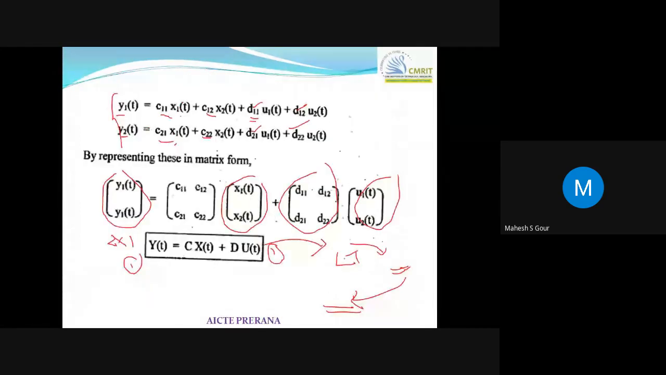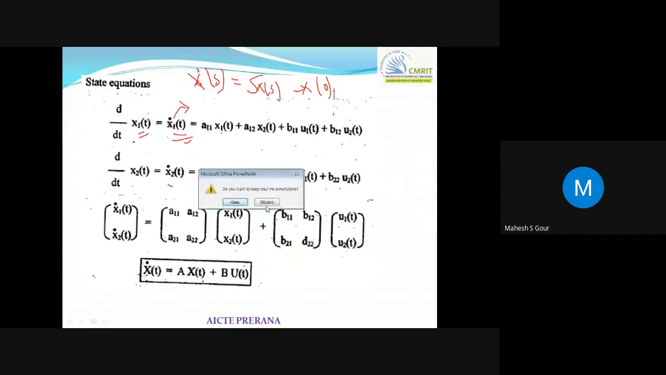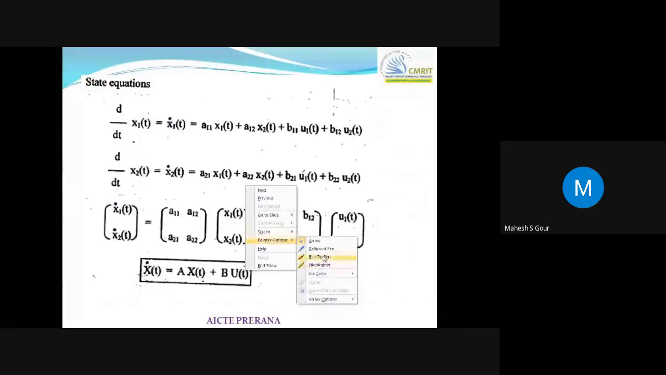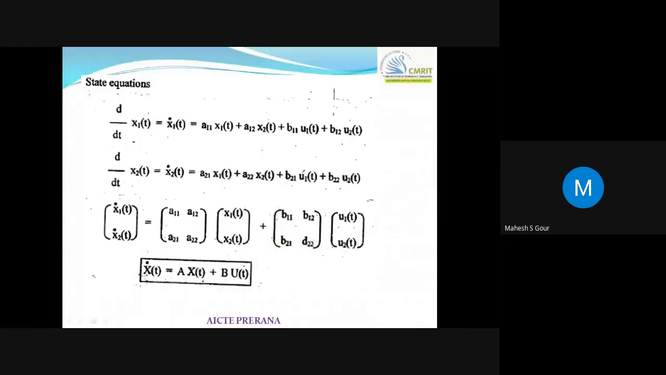I hope everyone has learned signals and systems. In signals and systems, for differentiation, you will always multiply with s. For integration, you will always multiply with 1 by s. I think you might have learned this in your signals and systems.